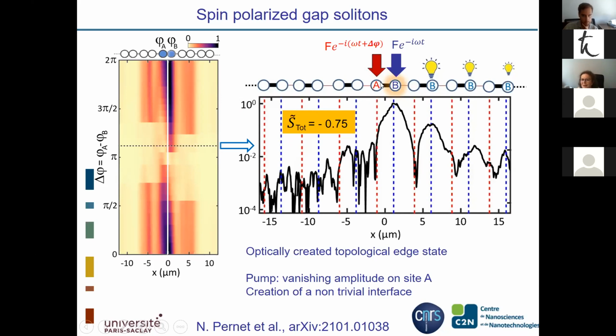And that way, we have really created a nonlinear topological defect, a topological soliton, which has really the properties of a regular topological edge state. So we have created an interface optically in the middle of the chain. So this is a solution which does not exist in a conservative system.